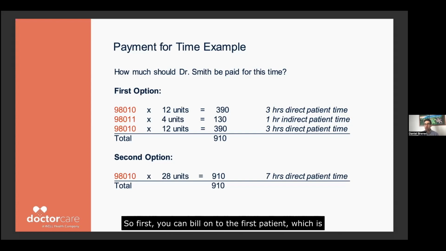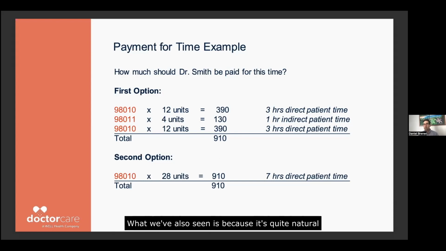So first you can bill under the first patient, which is Jane Doe, for 12 units being 3 hours, right? So you bill at 98010 for 12 units. And then you bill 4 units of indirect patient care, 4 units being 1 hour of 98011 indirect patient care. And then again, you bill for another 12 units under James Johnson for direct patient care. And that 12 units is 3 hours, and that's 98010 again, right? So you can break up the codes into your separate parts of the day.